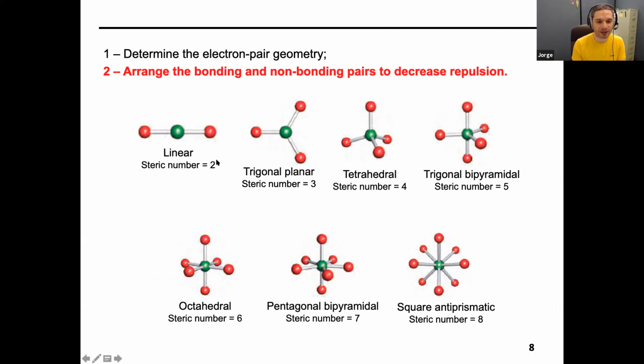So if we have a steric number equals to 2, what's the best way to organize 2 things around the central atom to minimize the repulsion? Put them as far as you can, and therefore that's going to be a linear arrangement. If we have three atoms around the central atom, the best way to organize three groups around a central atom is in a trigonal planar geometry. It's like a triangle here.